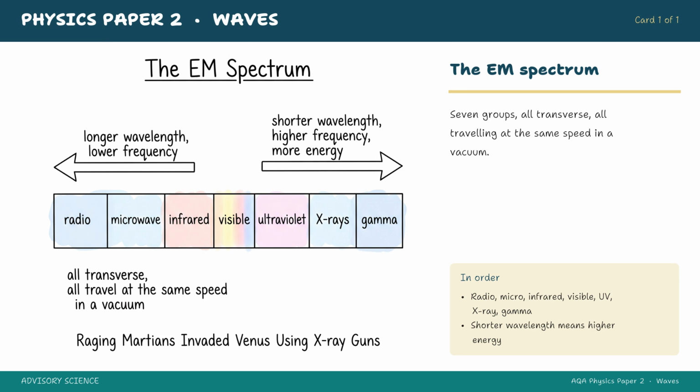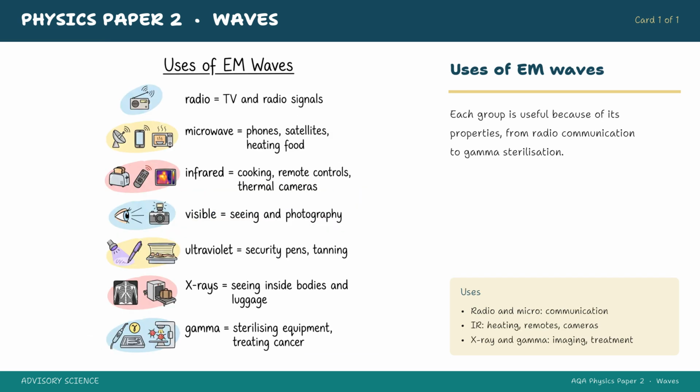Uses of electromagnetic waves. Radio waves carry television and radio. Microwaves do mobile phones, satellite signals, and heating food. Infrared is for cooking, remote controls, and thermal cameras. Visible light is for seeing and photography.